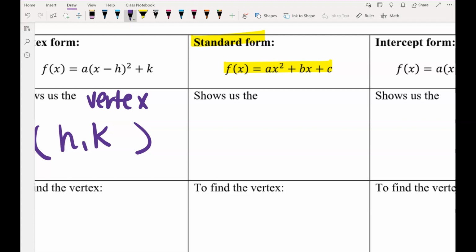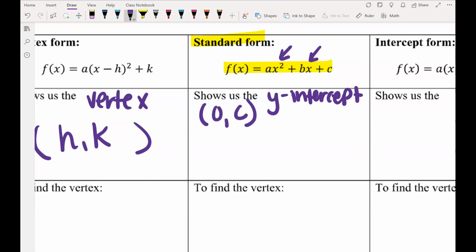If we plug in 0 for x, what happened to this term when we plug 0 in? Yeah, right? So if we plug 0 in for x, students, what's the only thing that's left? C, you're right. So it shows us the y-intercept, okay? And the y-intercept is when x equals 0, and we plug in 0, we get c. All right, guys?